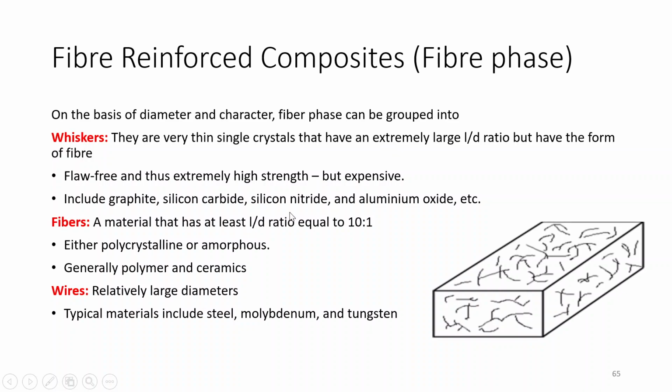Fibers have an L by D ratio equal to 10:1, and are either polycrystalline or amorphous, and generally polymer and ceramics. Wires are of relatively large diameters, and typical materials include steel, molybdenum and tungsten.